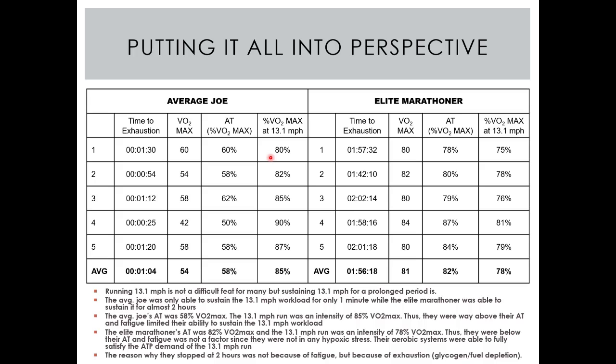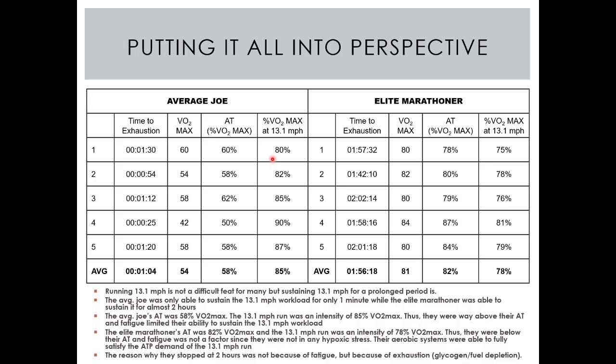So for this case, was that 13.1 mile per hour run a workload above or below their anaerobic threshold? Well, the 13.1 mile per hour run was an intensity of 80% VO2 max, and their anaerobic threshold was observed at an intensity of 60% VO2 max. So yes, that 13.1 mile per hour run was significantly above subject 1's anaerobic threshold. So this means subject 1 was under a hypoxic stress during that 13.1 mile per hour test, and thus fatigue was stimulated to force a reduction in the workload to get out of that hypoxic stress.